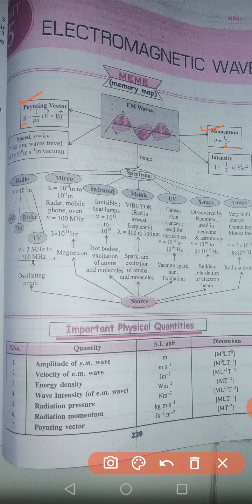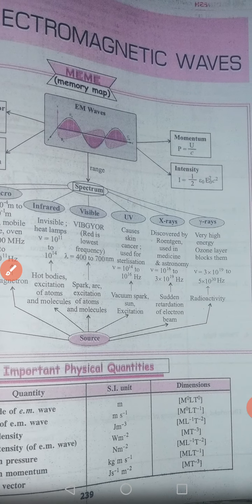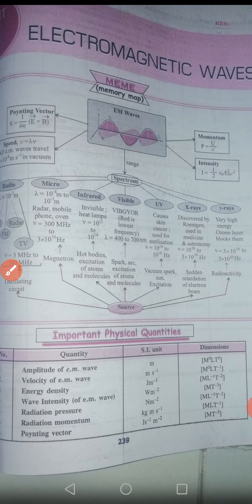Another thing, the intensity of an electromagnetic wave is I equal to half into epsilon naught, where epsilon naught is the permittivity of free space, into E naught square. E naught means the maximum value of the electric field component. If this is the electric field part, then this part, E naught, is the maximum value of the electric field. So E naught square into C square, where C means the speed of light or the speed of the EM wave. So these are certain formulas that you should remember.